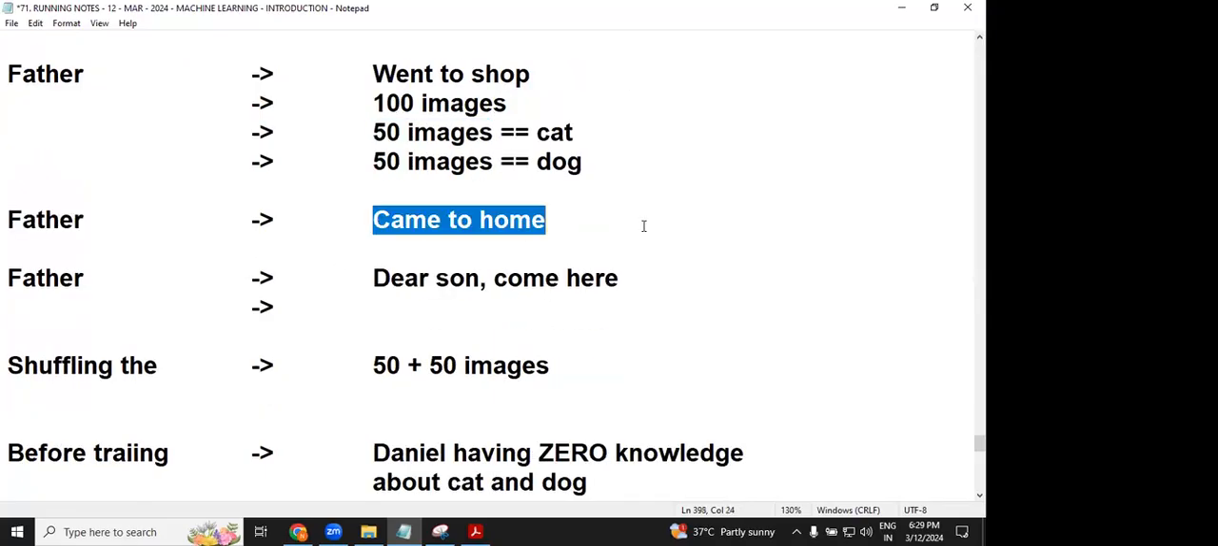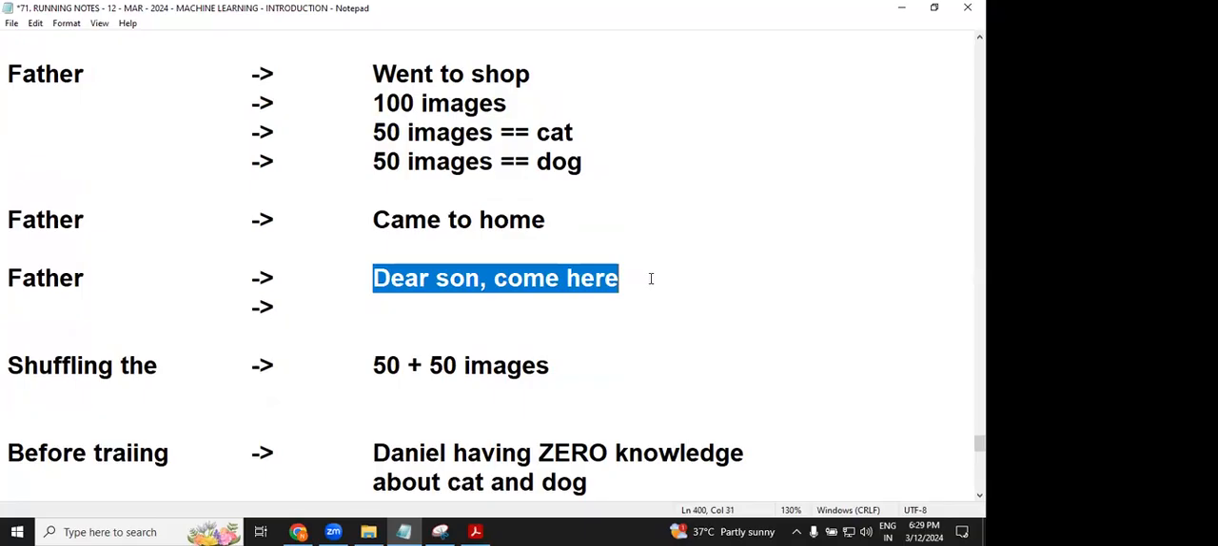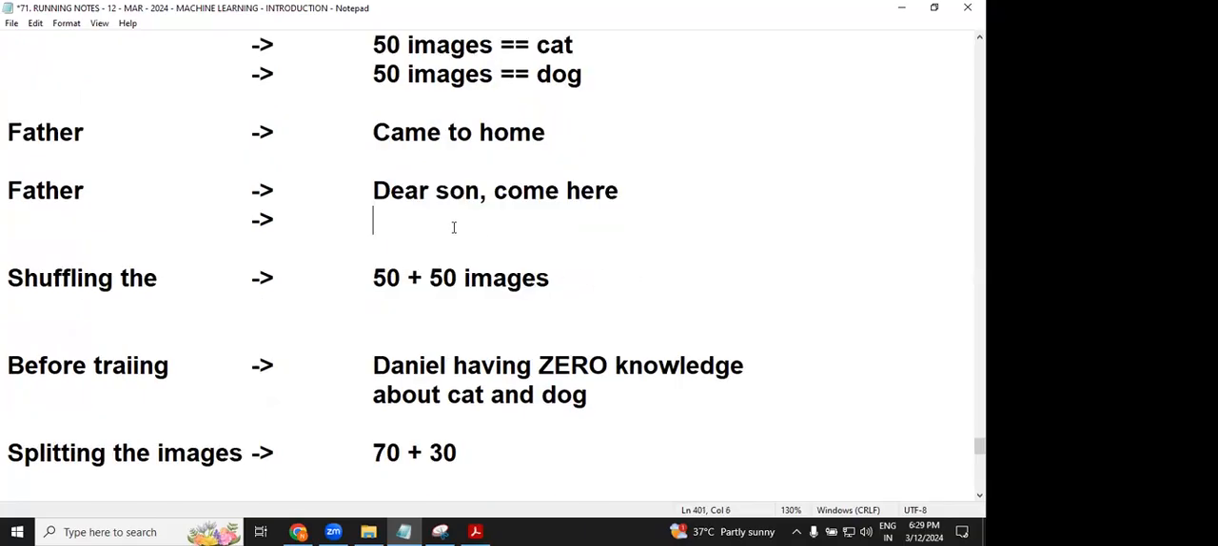Then he came home. My father called, hey dear son, come here. I will teach you how to recognize cat and dog. Cat and what exactly? Dog. Then I wrote it in my head.